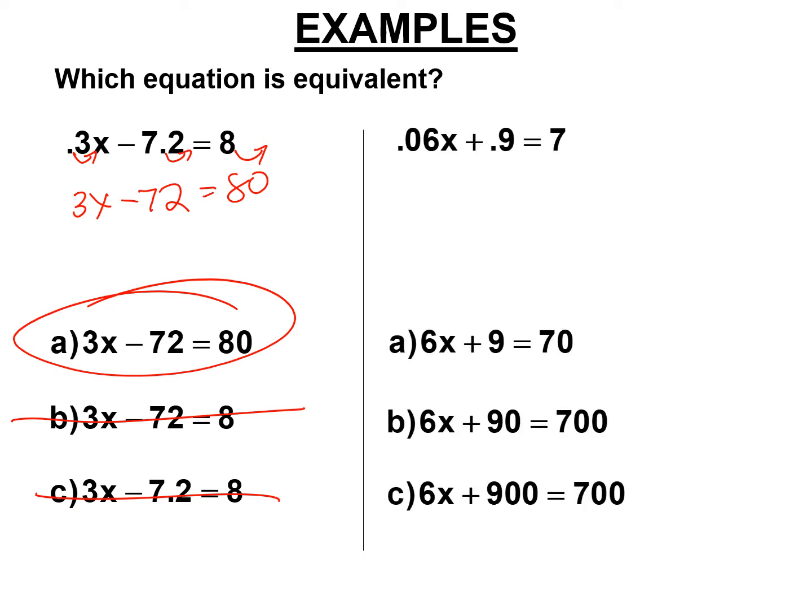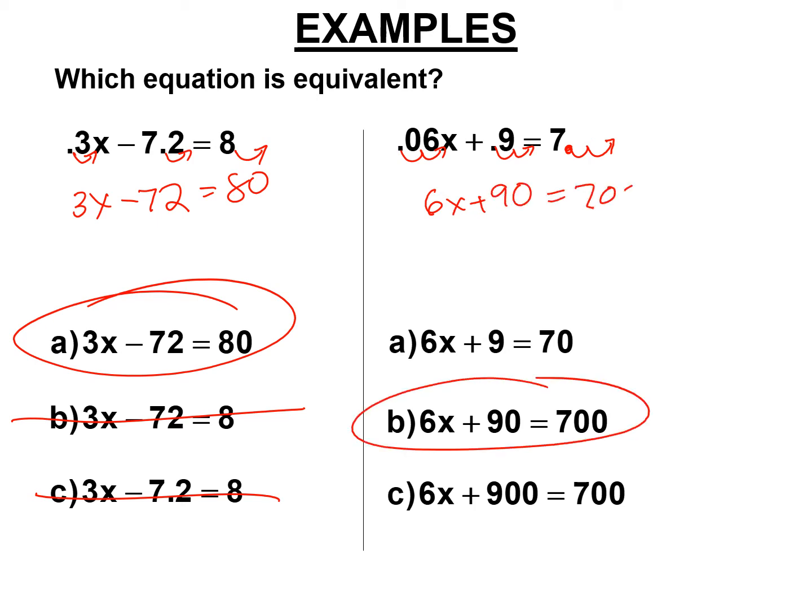Same thing here. We're going to have to move it twice. So you move it twice there, and 7 has a decimal point. You move it twice there. So it's 6x plus 90. So it's looking like B. And let's make sure we got 700 there. Yes, we do.